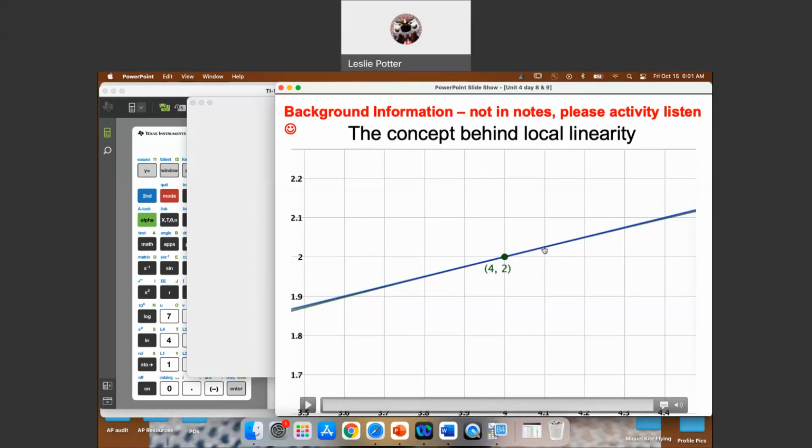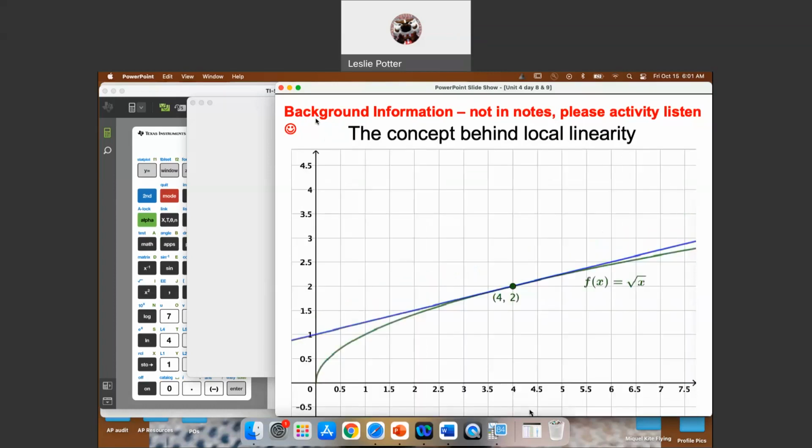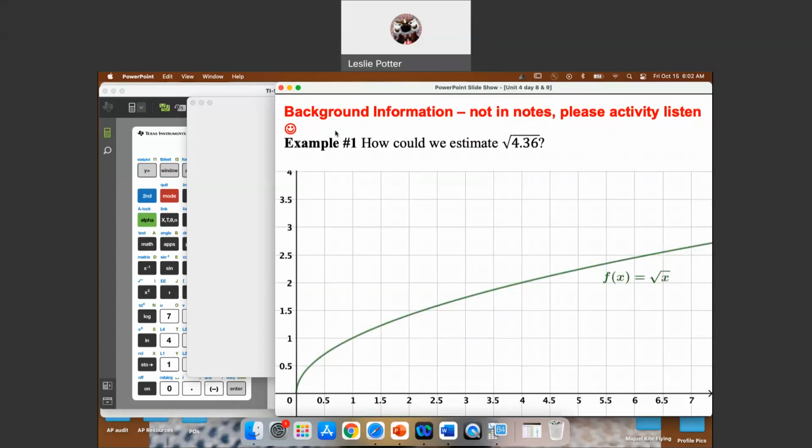So the idea is, instead of trying to find the square root of 4.1, I could just use the equation of the tangent line and get an approximation that's pretty close to the actual value. That's what local linearity is called. Let's try to estimate the square root of 4.36. I've already zoomed in a fair amount compared to my original picture, and 4.36 is about right here, maybe?